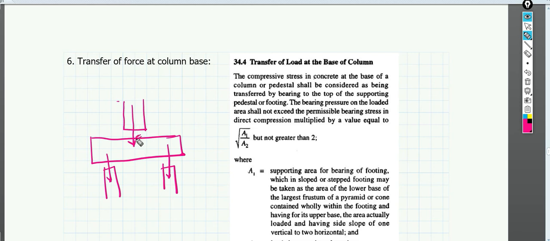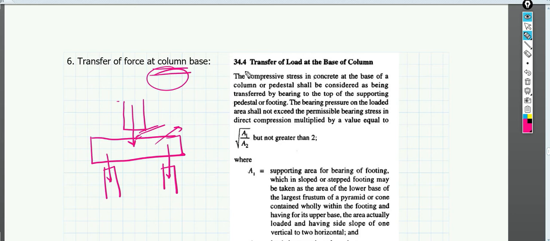Because if the transfer of the load is not happening, then all our moment calculation and shear force calculation are of no use. This has no meaning. So the transfer of force, to check for the bearing strength, is very important. So we'll look into this.